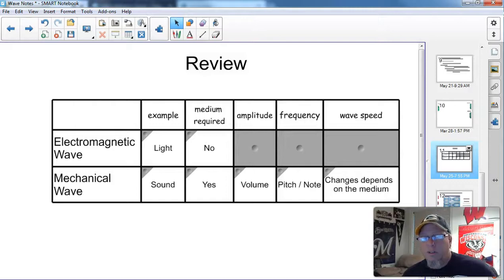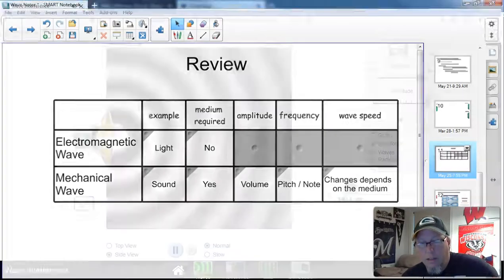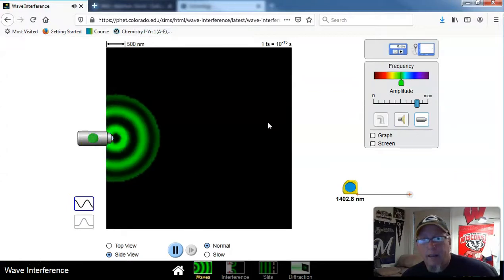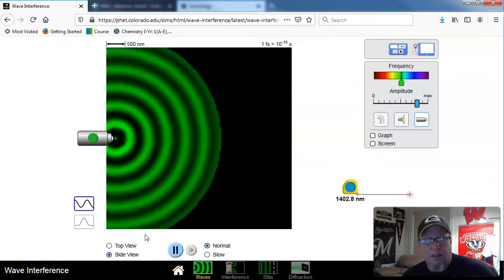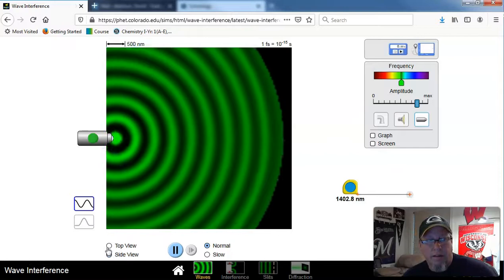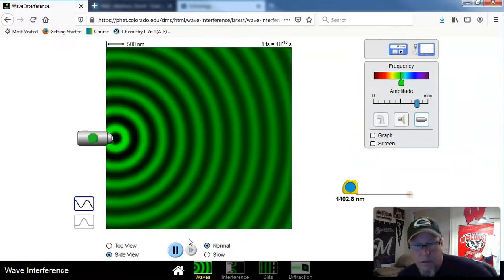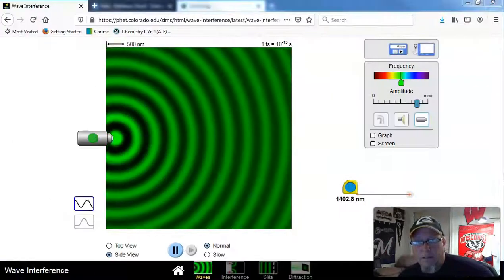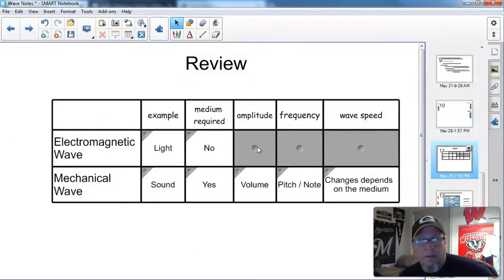If we were to turn that annoying sound off and look at light, on the other hand, I'll flip over to light and I can turn my light on. You can see what the light looks like. It's moving out in all directions from that pulse right there. And if I wanted to look at light, first thing, the amplitude for light refers to how bright it is.